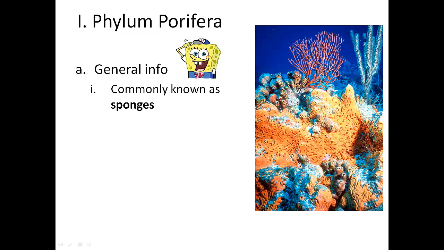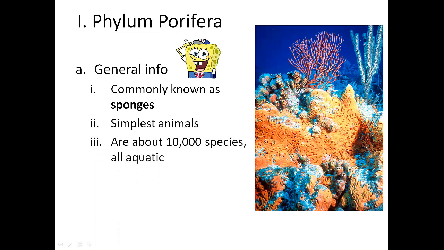General information about poriferans. Like I mentioned before, they're commonly known as sponges. These are the simplest animals that we know of. There's about 10,000 species, and all of the species of sponges that we know about live in the water. They're aquatic. What's really cool about them is that if you break a piece off, it can regenerate, it can grow back. So scientists are studying the regenerative properties in poriferans and other animals that have this quality to see if we can somehow apply that to humans.